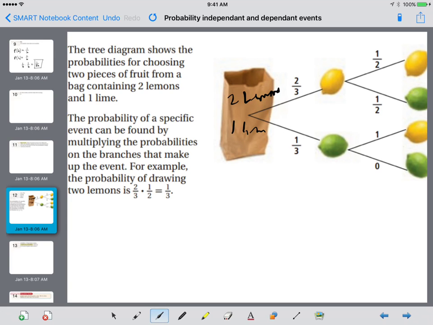So the probability right away of pulling out a lemon would be 2 out of 3. The probability of pulling out a lime would be 1 out of 3. Now let's say you want to pick a second piece of fruit.